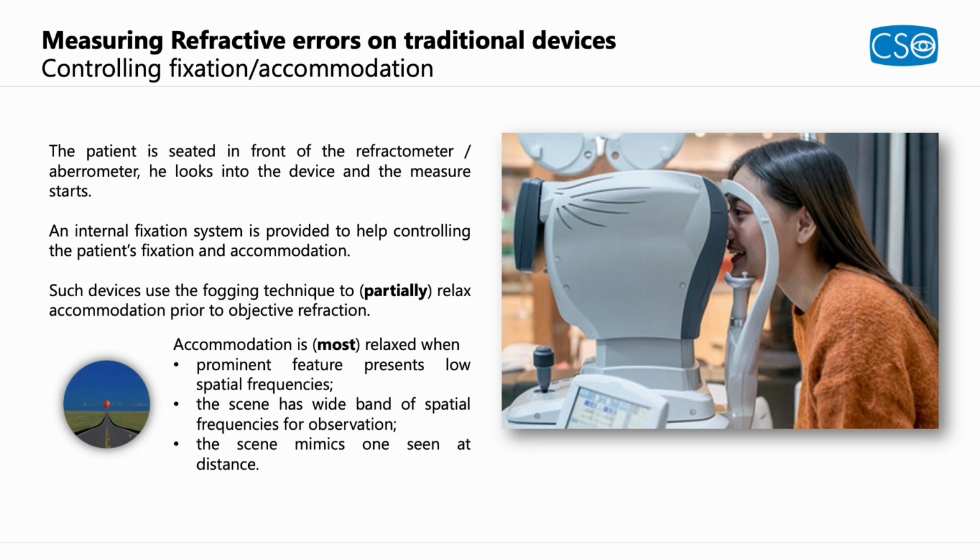Accommodation is relaxed either when the prominent feature presents low spatial frequencies, or the scene has a wide band of spatial frequencies for observation, or more frequently when the scene mimics one at distance.